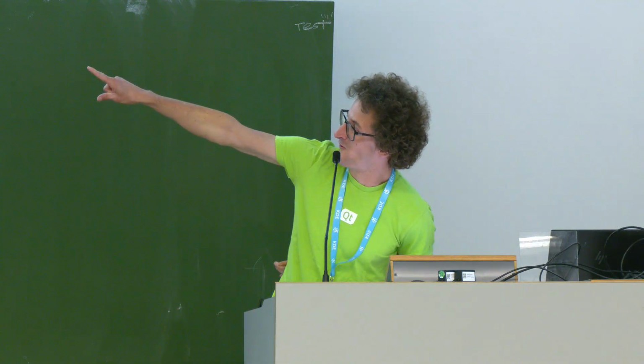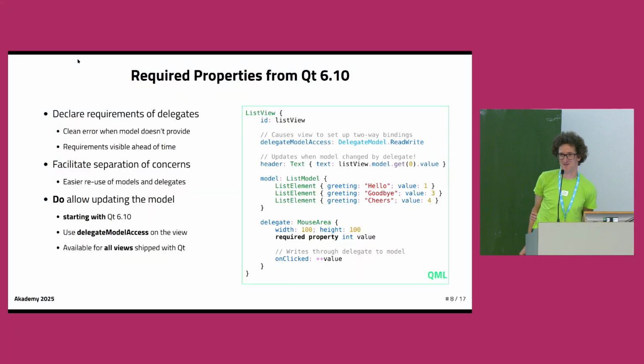Any more questions? All right. You just got in under the... So for the read-write thing, you have that as a property of list view. Do you have the same for repeater and all that, those kinds of things? Yes, available for all views shipped with Qt. Right. But, I mean, technically, repeater isn't necessarily a view, so... Yes, repeater is a view, and instantiator is also a view. Okay.